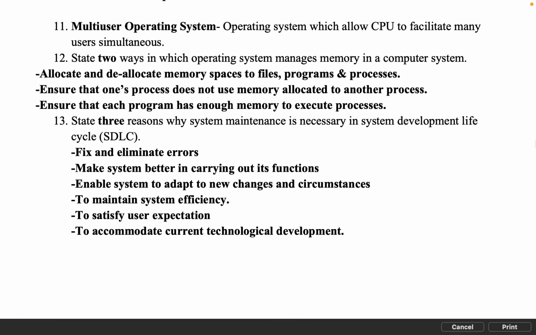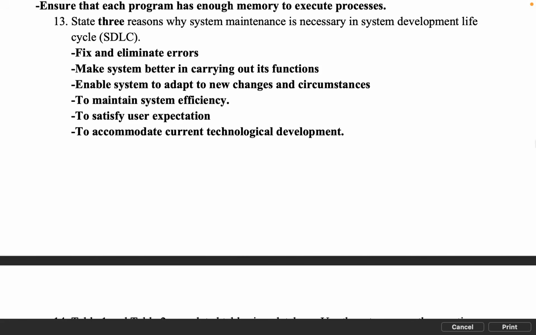State 3 reasons why system maintenance is necessary in System Development Life Cycle (SDLC). Fix and eliminate errors. Make system better in carrying out its functions. Enable system to adapt to new changes and circumstances. To maintain system efficiency. To satisfy user expectation. To accommodate current technological development.